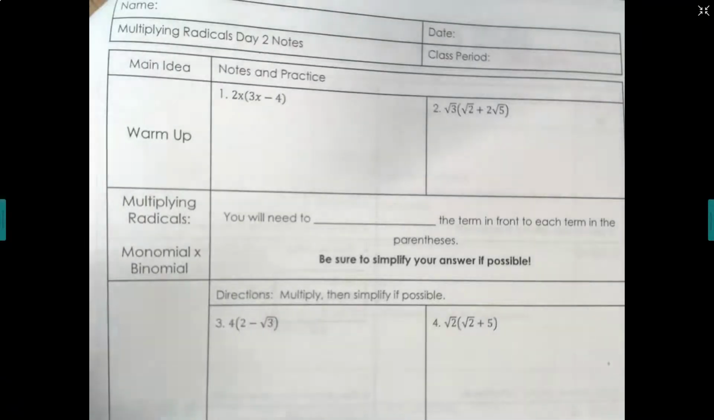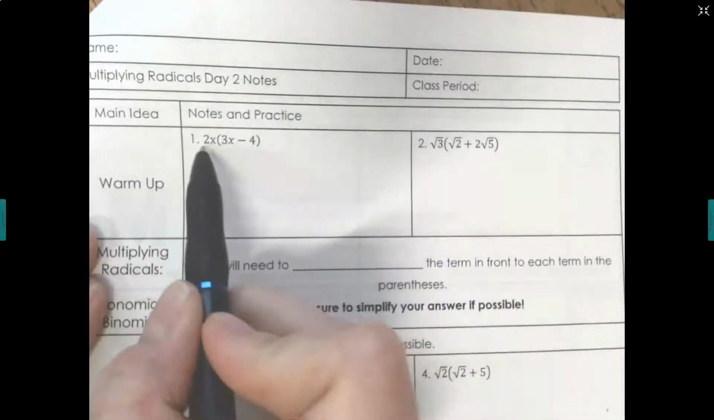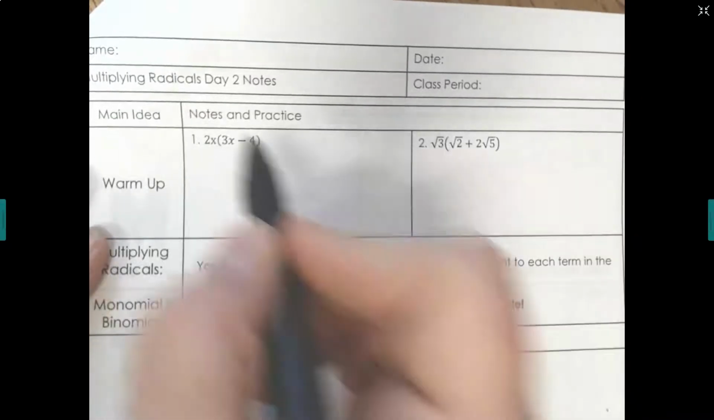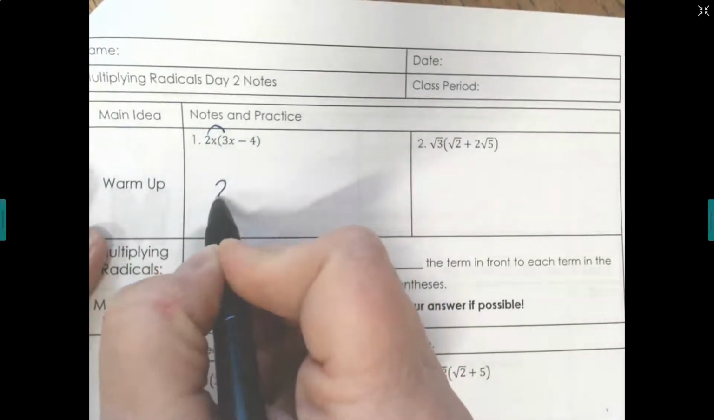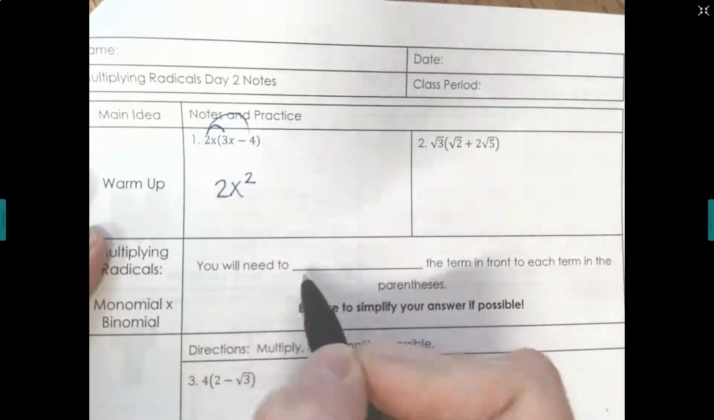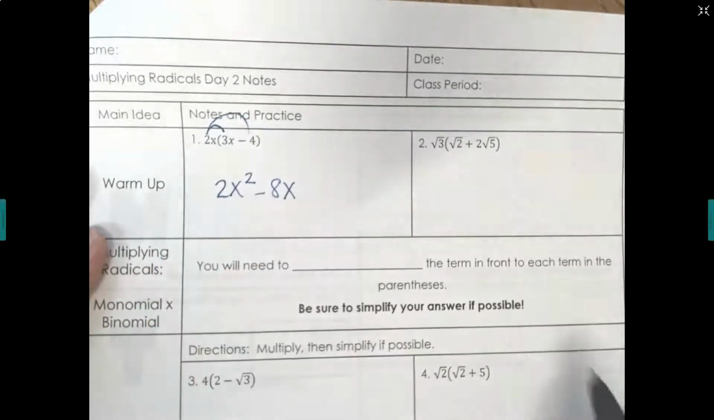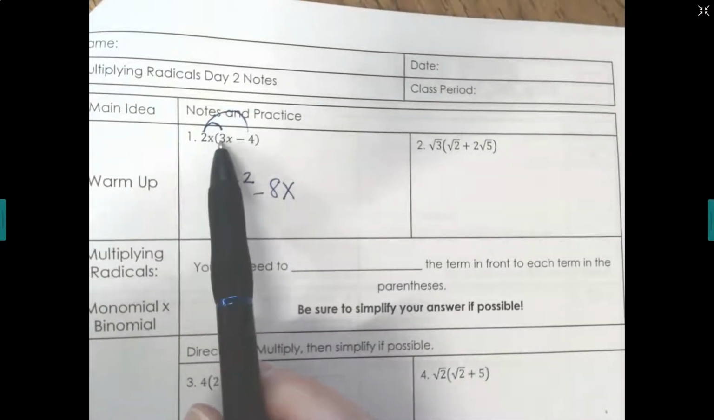Alright, let's do a quick review that will help us with what we're doing today. We're going to distribute the 2x through the parentheses to the binomial that comes after it. So when I have 2x times 3x, I end up with 2x squared, and then 2x times negative 4 is negative 8x. When we did this, we multiplied the coefficients together.